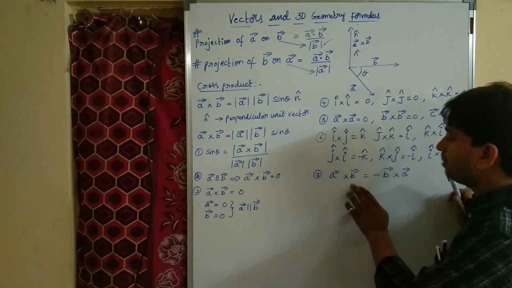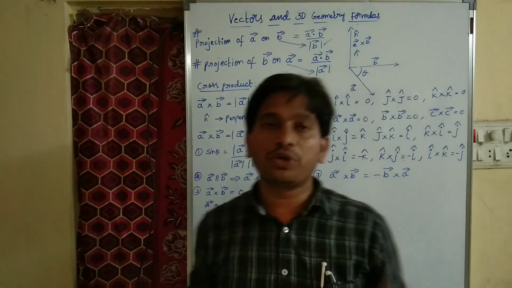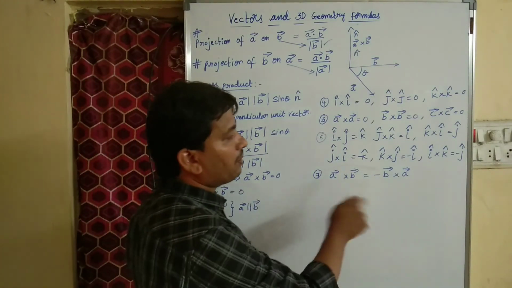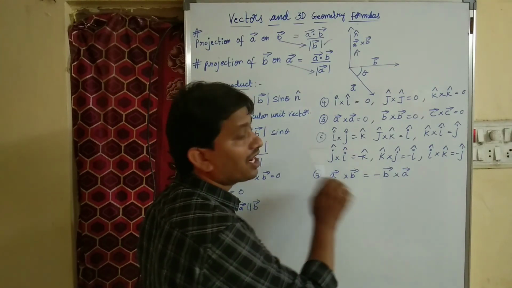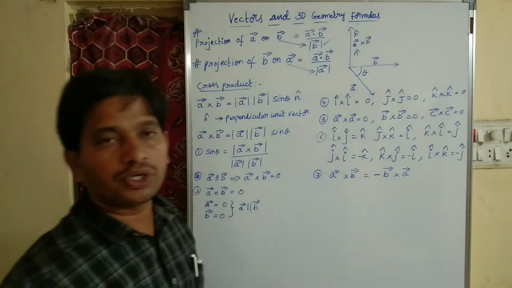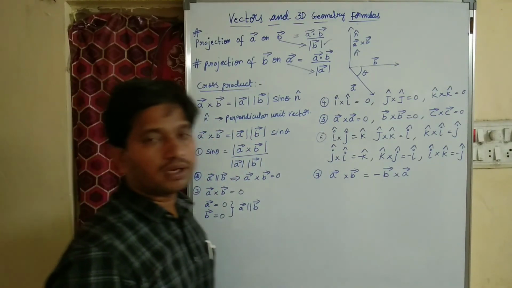So a × b is not equal to b × a. Whereas in dot product, both products are equal, a·b = b·a. But in cross product, a × b is not equal to b × a, which is equal to −(b × a). Student, these are the most important formulas in vectors.